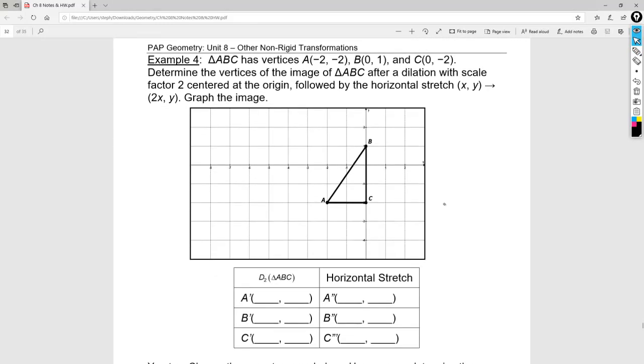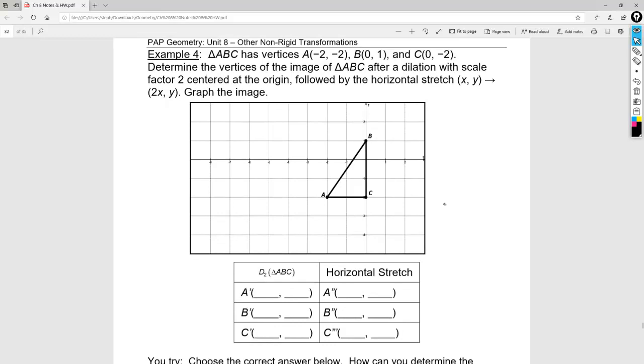Alright, moving on. We have a triangle, ABC, and the given vertices. And they want us to find a new image after a dilation of scale factor 2 centered at the origin, and then a horizontal stretch, just in the x direction by a factor of 2. Yeah, that's the idea here.